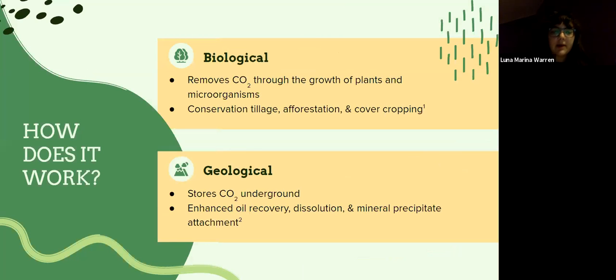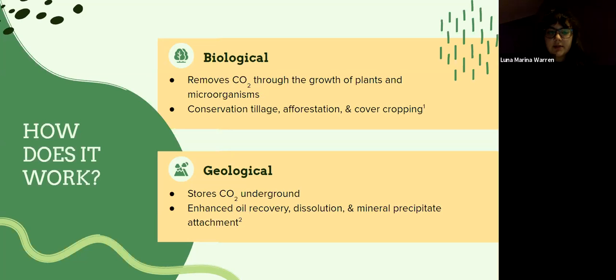The first way of carbon sequestration is biological, which is the removal of CO2 through the growth of plants and microorganisms. The Yale School of Environmental Science found that there was more carbon in our soil than in the atmosphere and in all plant life combined. So the whole idea behind carbon sequestration biologically is to put the carbon back where it came from and use it as a renewable resource.